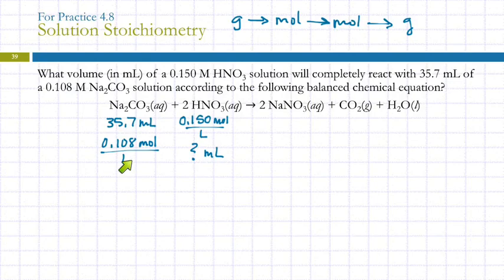Moles per liter is a conversion factor. Milliliter is what we're starting with. So instead of grams here, we've got milliliters. And then the question is, how many milliliters? So instead of grams at the end, we're going to milliliters at the end. Okay with that?